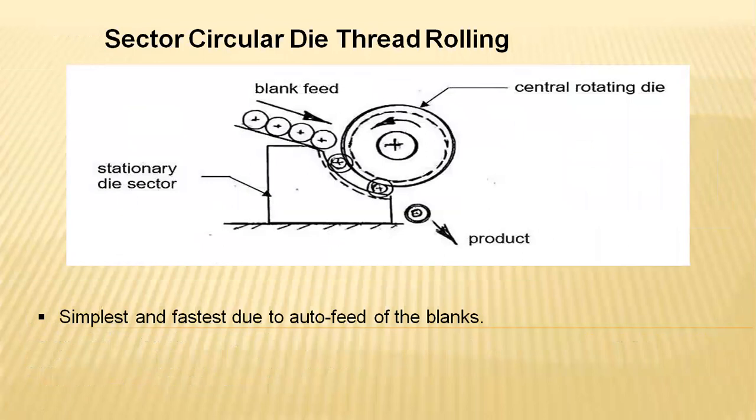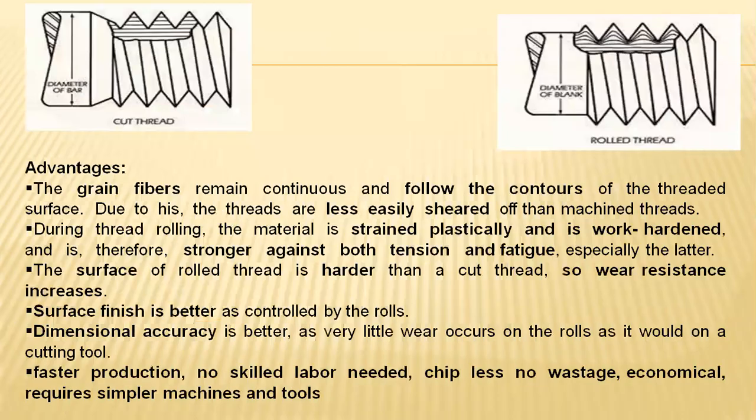Next one is the sector circular die thread rolling. See here, the objects or blanks will be fed to it, and normally the central rolling die is permanently fixed here, and this rolling activity will be done, and the stationary die will exist there itself. The material, the blanks, will be entering over here, and the threading will be done up to a particular impregnation. This is the depth that will be conferred over the materials, and after being machined, the product will come out. Actually, this is the simplest form of this threading process.